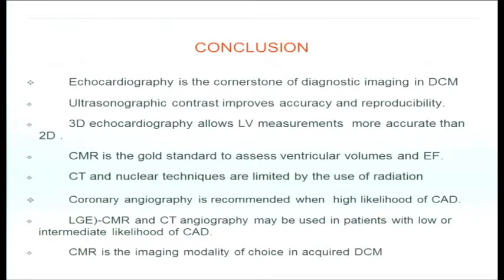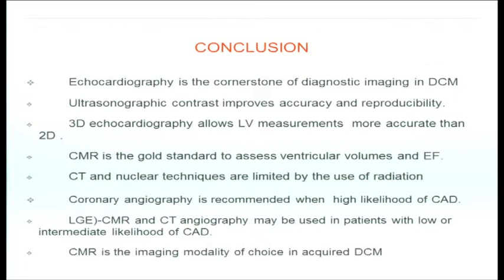Basically, what I have told already: echocardiography is the cornerstone of diagnostic imaging in dilated cardiomyopathy, and ultrasonic contrast improves the accuracy and reproducibility. 3D echocardiography allows LV measurements more accurate than 2D. Cardiac MRI is the gold standard to assess ventricular volumes and ejection fraction. CT and nuclear techniques are limited by the use of radiation, and coronary angiogram is recommended when a high likelihood of coronary artery disease is suspected.